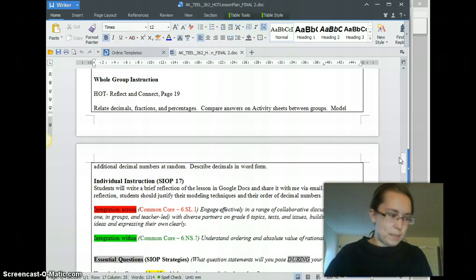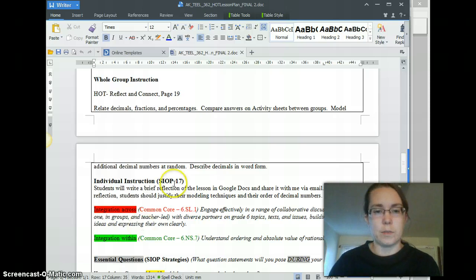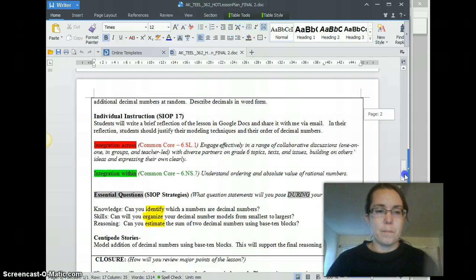Towards the end of the lesson, I passed out index cards and encouraged the students to ask any questions or give any comments about the lesson. At the end, I collected those and we answered them as a whole group.